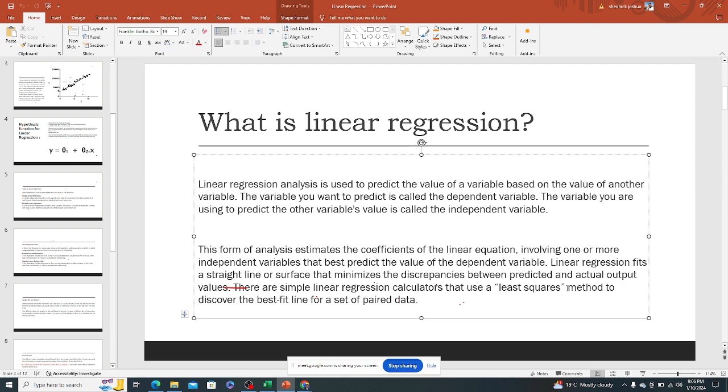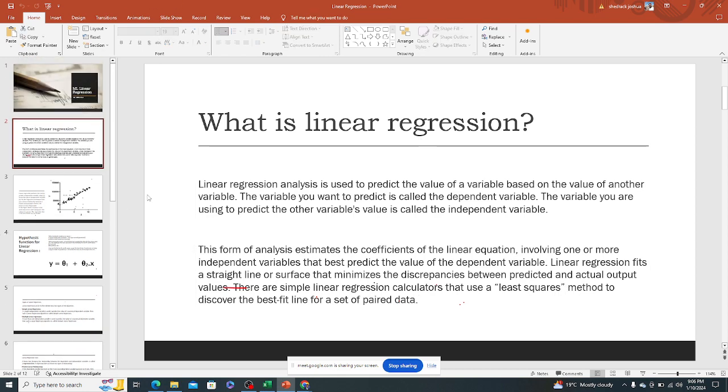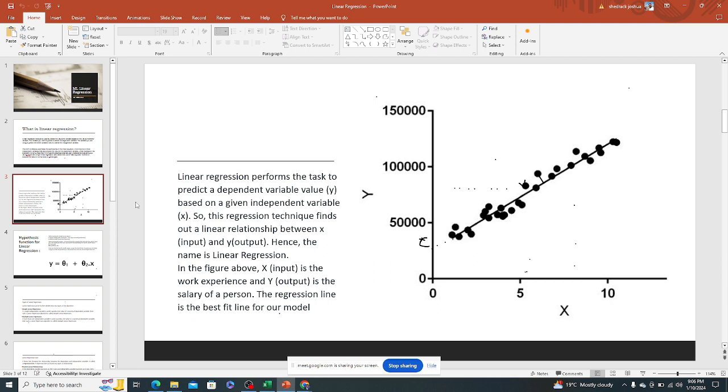Okay, where you were calculating the values, or you were creating a linear model using all those computations. Okay, all right, good. So let's continue.